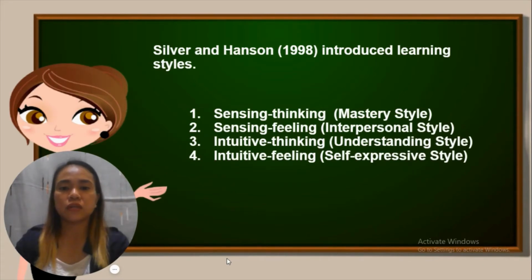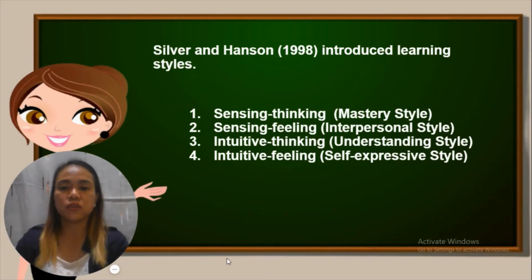Let me discuss the four learning styles. The first one is sensing, the mastery style. The learner absorbs information concretely, processes information sequentially in a step-by-step manner, and judges the value of learning in terms of its clarity and practicality. The second one is intuitive thinking, the understanding style. The learner focuses more on ideas and abstractions learned through a process of questioning, reasoning, and testing, and evaluates learning by standards of logic and the use of evidence.